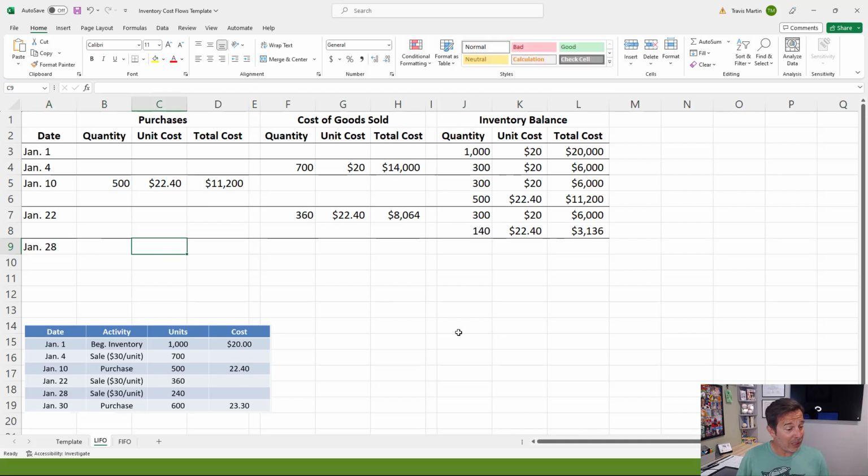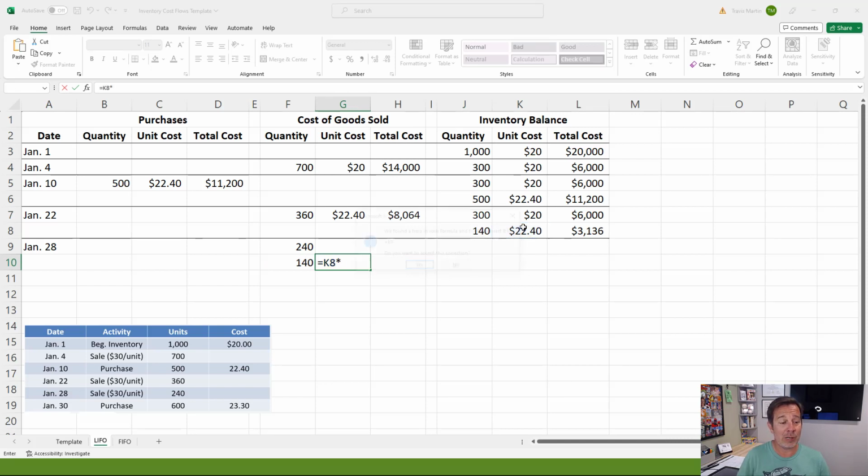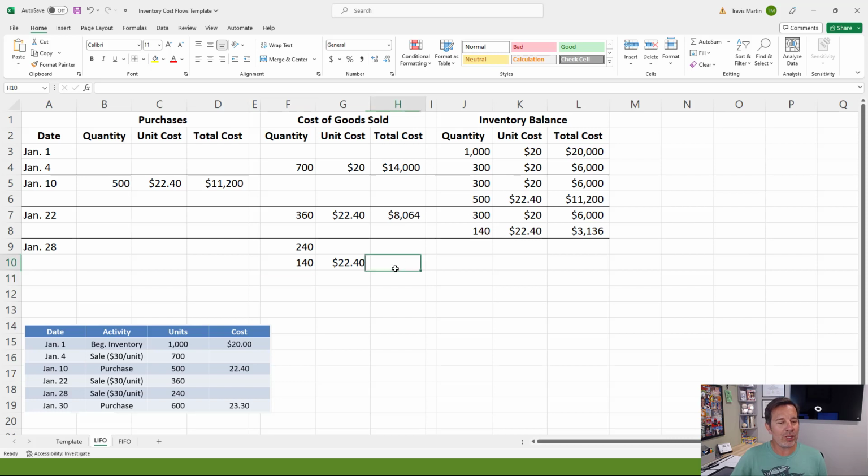January 28th, I want to sell a few more. I sold 240. Now, you'll notice I don't have enough in that layer of 140 to cover 240. So I'm going to have to sell all of that layer and then dig into the older layer. So 140 were sold out of the new layer, which represents basically everything we have there. So 140 at $22.40. That entire layer is going to go away. Now I got to pull 100 out of that layer. 100 at 20.